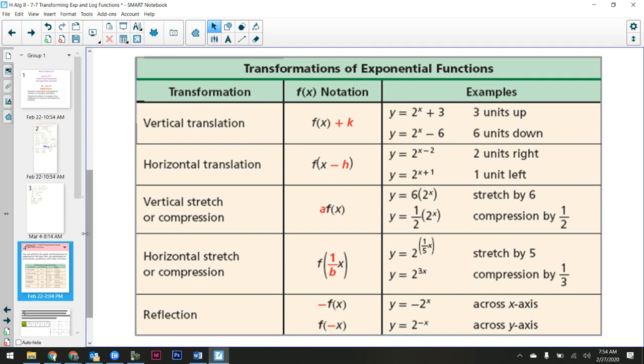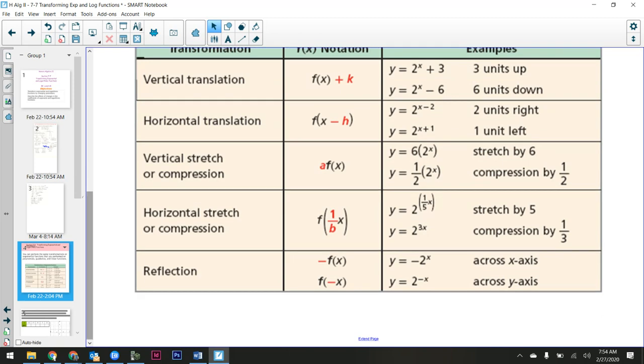And then horizontal stretches and compressions. Remember, that's the funky one where it's the 1 over v, right? So if it's a stretch by 5, it's going to be 1 over 5. Again, it's happening inside the parentheses, so it's going to happen inside the log or inside the exponent. So a horizontal stretch by 5 would be a 1/5 x in the exponent, or a 1/5 x inside the log. Multiplication inside the log or inside the exponent.